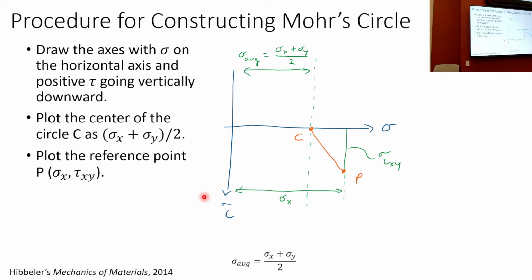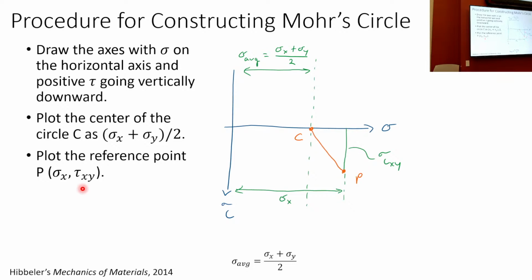Typically, you're going to want to pick sigma x and tau xy. And then you're going to plot that point right there. Okay. So, sigma x is just the horizontal distance to this point. In some respects, you don't even have to think about where the center is, okay? But we are going to draw a line between them in a minute, okay? And what is tau xy? Tau xy is how far down you are.